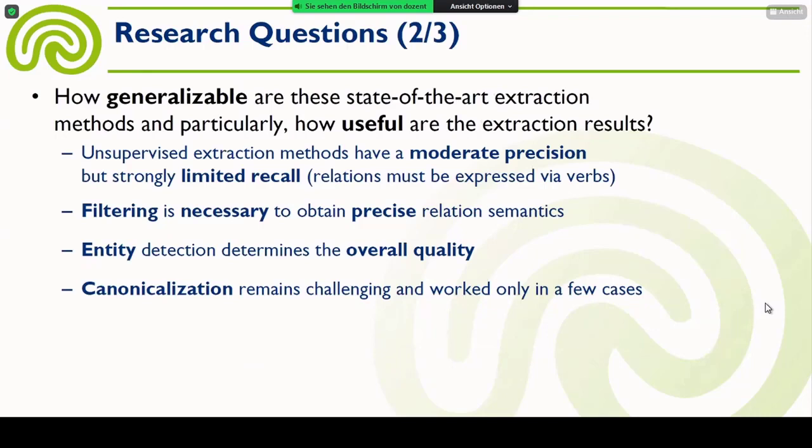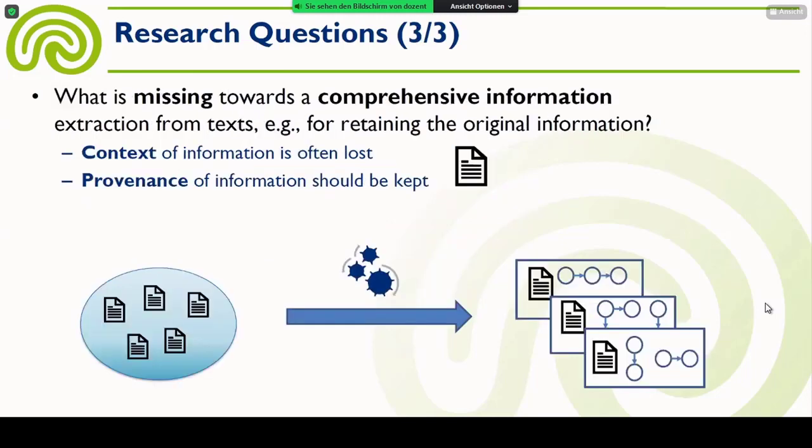How generalizable are the results? These methods have a moderate precision, but a strongly limited recall. Important to know. You should do the filtering. It's very important to retain your precise semantics, but you need the entity detection for it. If your entity detection is good, you have a good quality in the end. If your entity detection is bad because no vocabulary is available, you run into several problems. And this canonicalization of verb phrases is still challenging. Some verbs work very well, some verb phrases do not work at all.